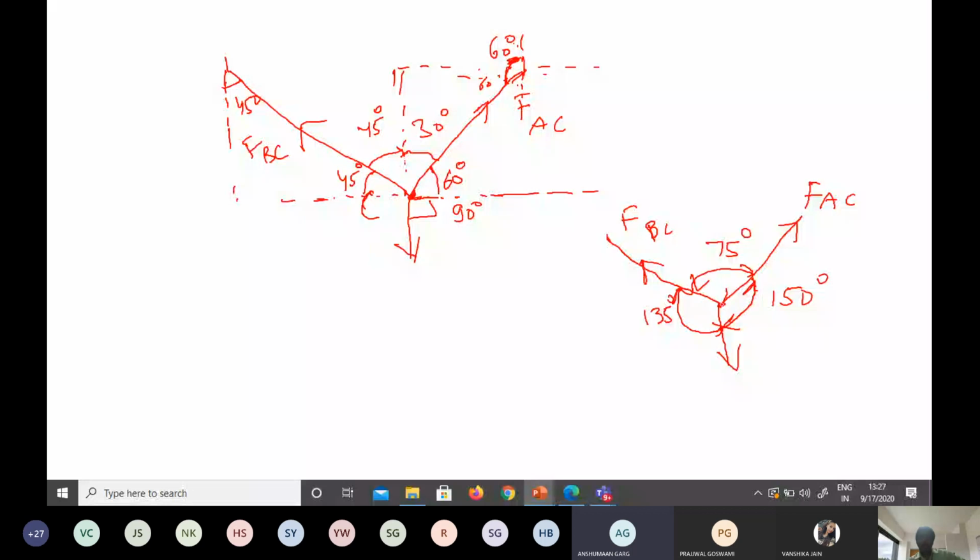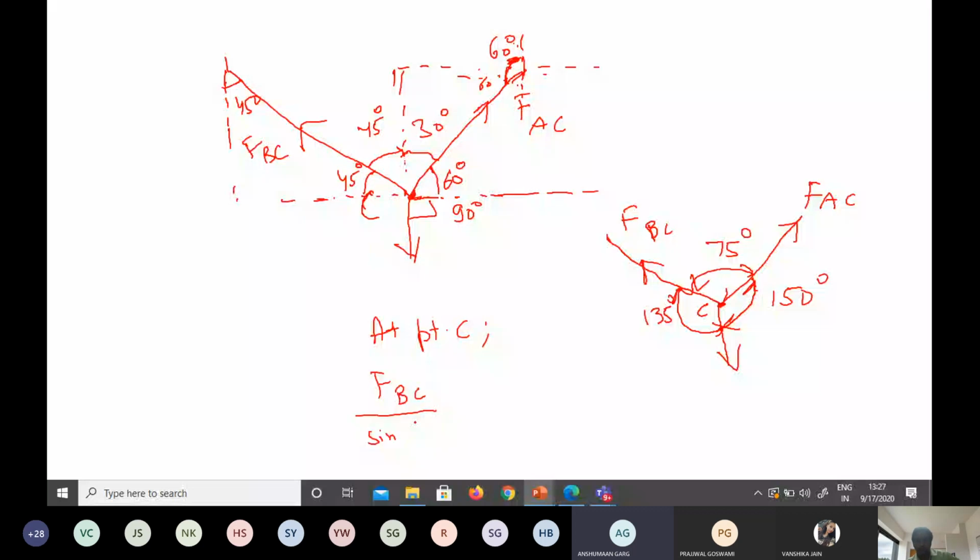So according to Lami's theorem, what it states is that three concurrent forces must pass through a common point. So we can apply Lami's theorem, or we can also apply resolution of force here. If we apply Lami's theorem here, what will be the equation at point C? Lami's theorem: FBC upon sine of the angle between the other two forces.